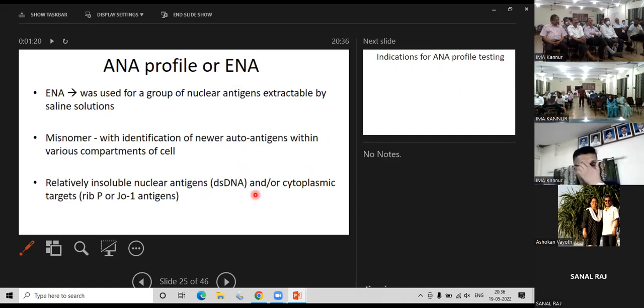So what is the ANA profile? The ANA profile is also known as the ENA, or the extractable nuclear antigens. It was initially used as the term for a group of nuclear antigens extractable by saline solutions. It is actually a misnomer because right now, with identification of newer autoantigens within various compartments of the cell, including the cytoplasm, ENA is not used much. Relatively insoluble nuclear antigens and/or cytoplasmic targets are all part of ENA.